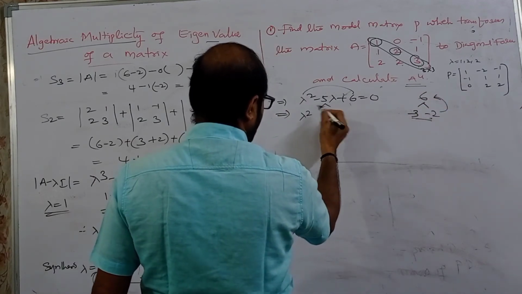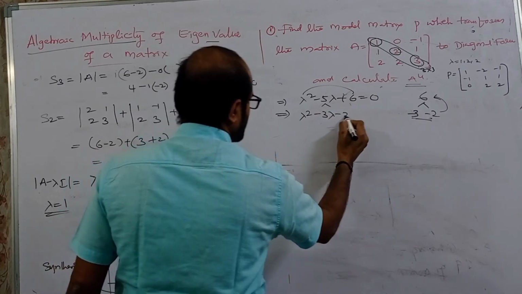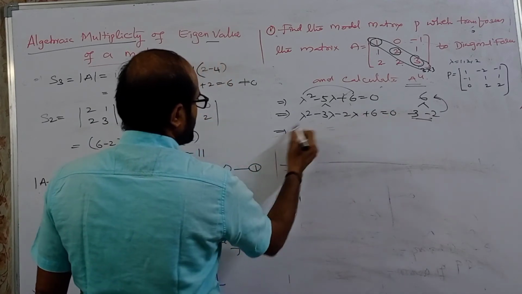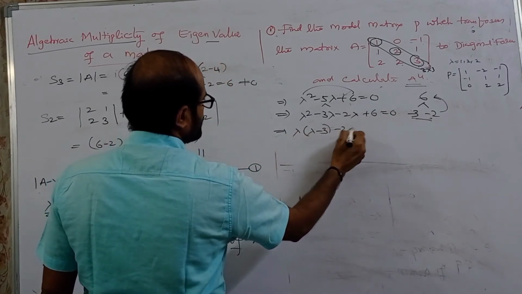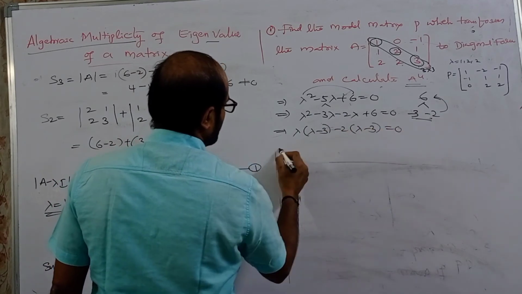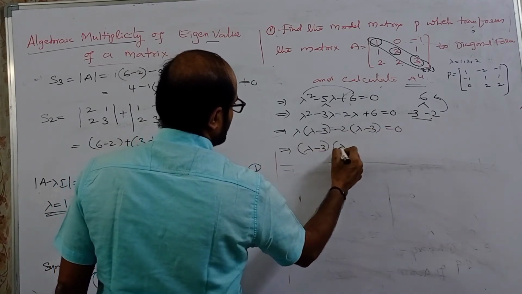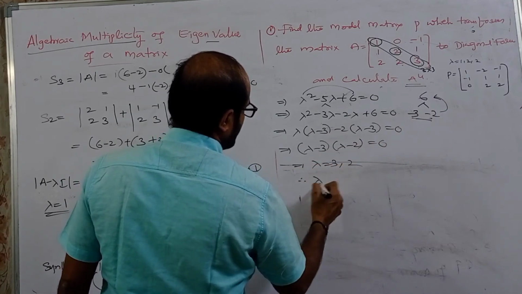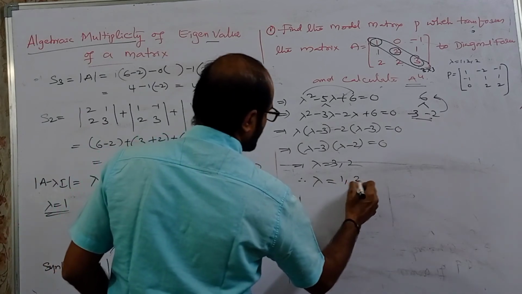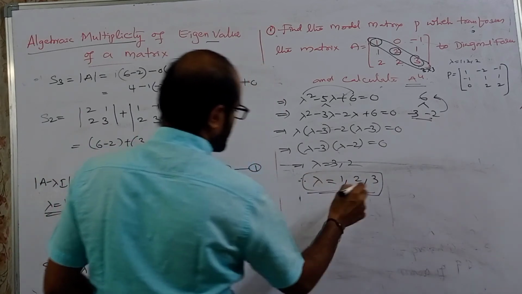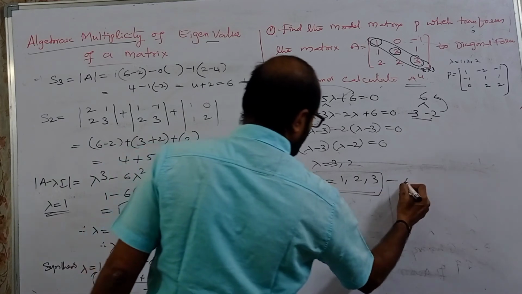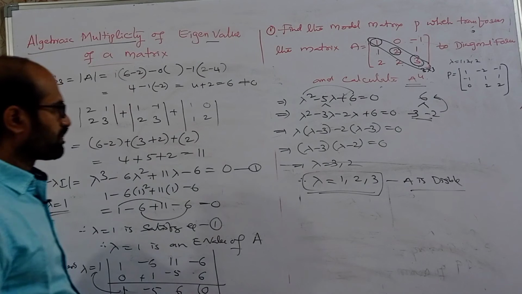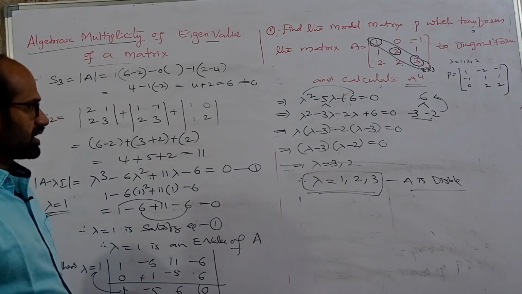So you can split this minus 5 lambda into minus 3 lambda minus 2 lambda, and plus 6 equal to 0. This implies lambda common, lambda minus 3, minus 2 common, lambda minus 3 equal to 0. This implies lambda minus 3 into lambda minus 2 equal to 0, which implies lambda equal to 3, 2. So finally lambda equal to 1, 2 and 3. So eigenvalues are 1, 2, 3. These are distinct. Therefore the matrix A is diagonalizable. Since eigenvalues are distinct, you can find a diagonal matrix.